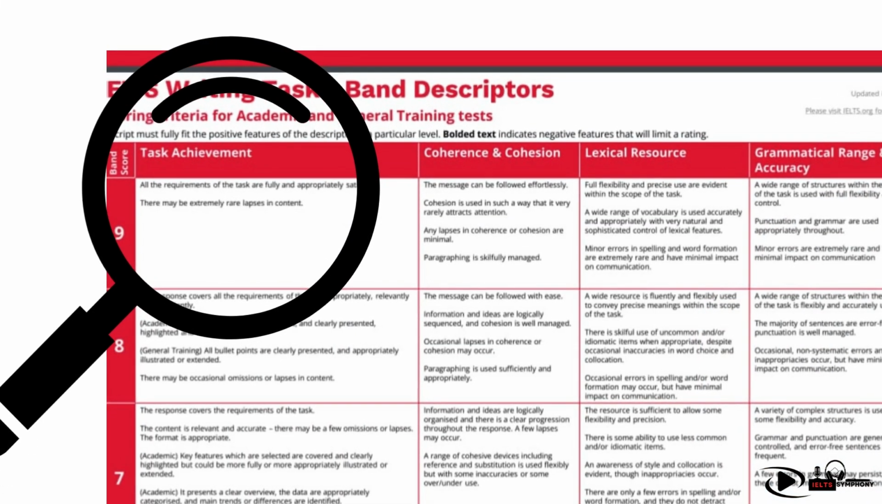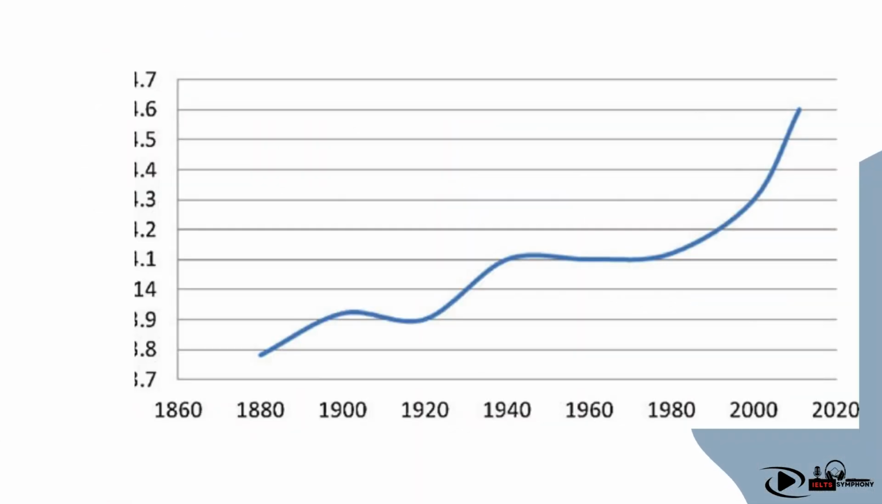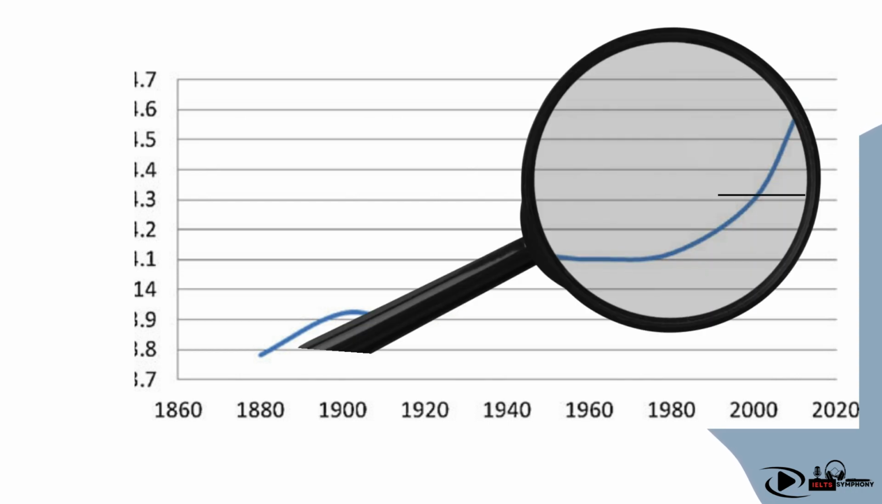1. Task achievement. This is all about doing what you're asked to do. So, if you're given a graph showing changes in temperature over time, you need to accurately describe those changes. For instance, if the graph shows a steady increase in temperature from 2000 to 2020, make sure you mention that.